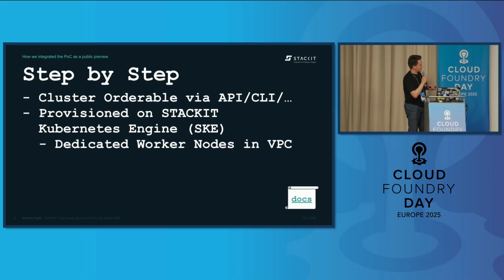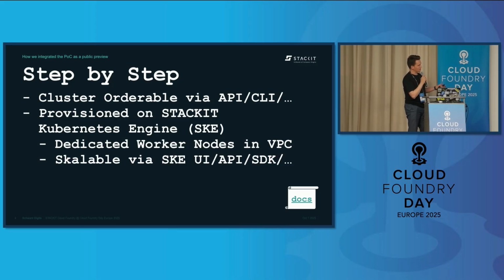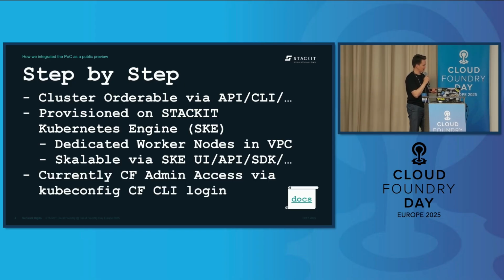What else is important? These dedicated worker nodes are running in your VPC, so you decide where the network traffic goes back and forth. Unlike the shared platform, where you have the global big load balancer and not your own load balancer. And it's scalable through the SKE product, UI, API, SDK, whatever you like.